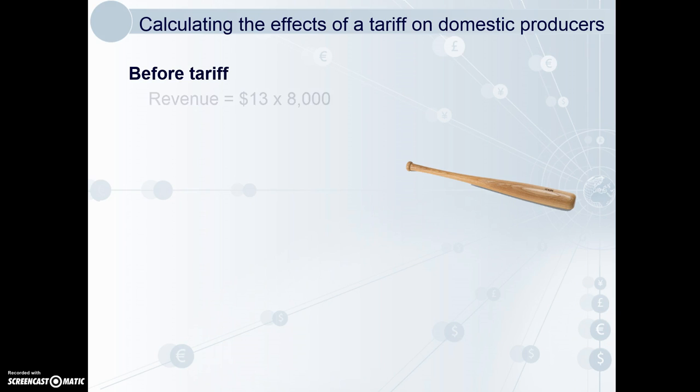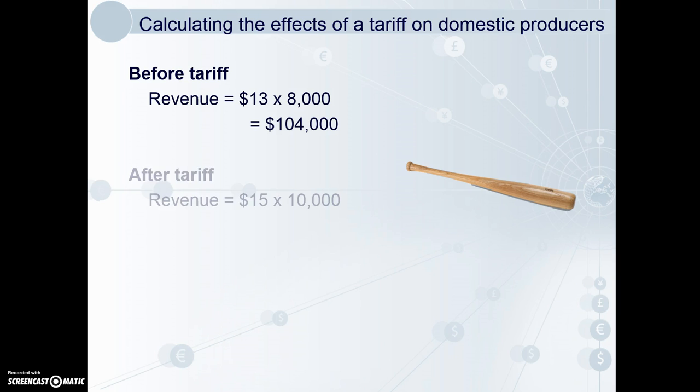Now for domestic producers, the effect is clear. They were selling 8,000 bats at $13 each, making $104,000. Now they can sell 10,000 bats at $15, a higher price. And they're selling more. They now make $46,000 more revenue after the tariff has been put in place. They're the winners here.